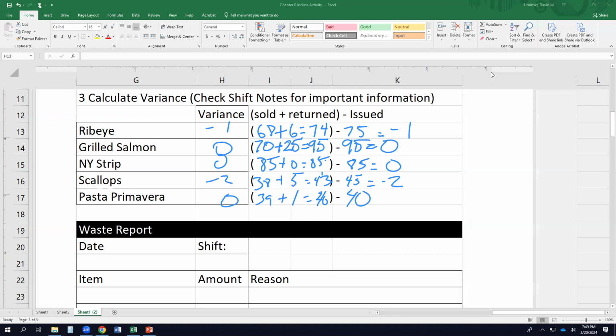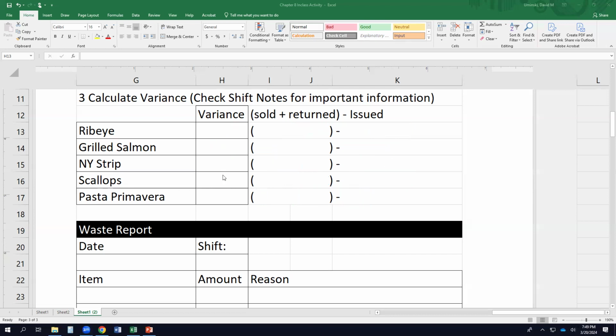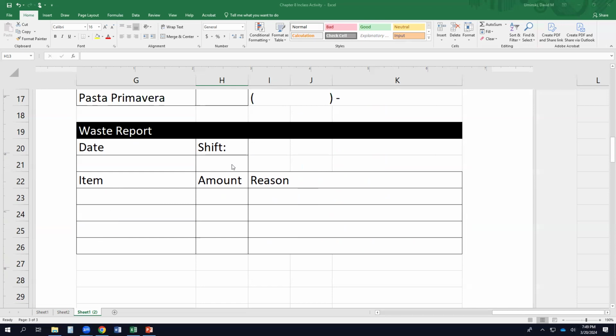Scallops and our ribeye. Okay. Scallops, because we got 2 of them missing. Woo. Scallops is a really high cost protein. So we want to make sure we investigate why. We might go back to our shift notes. Okay. We might also go to our waste report.